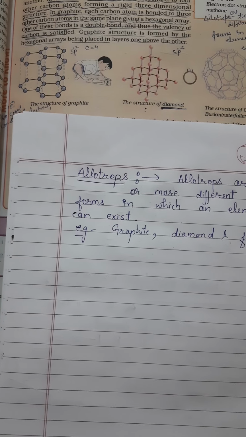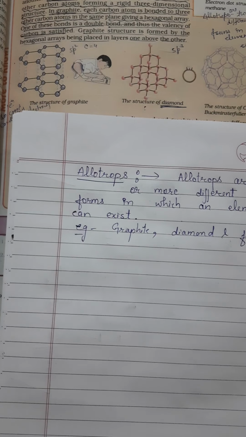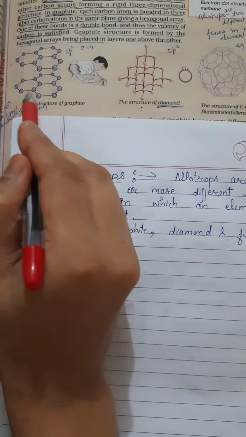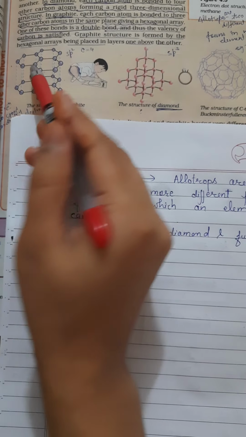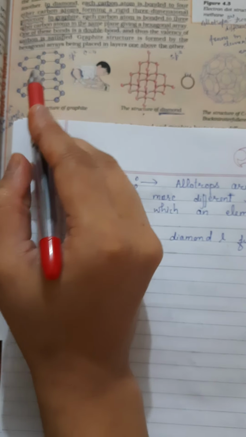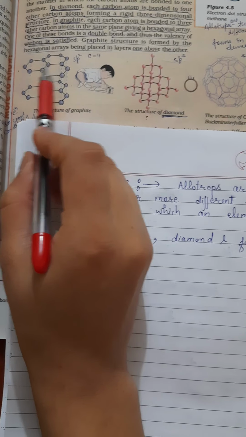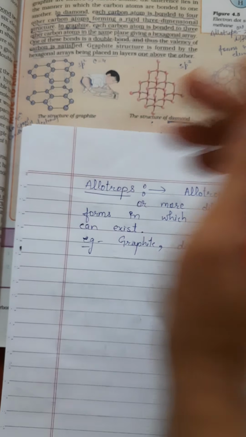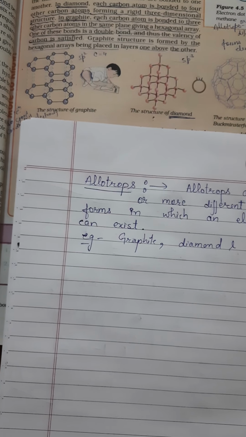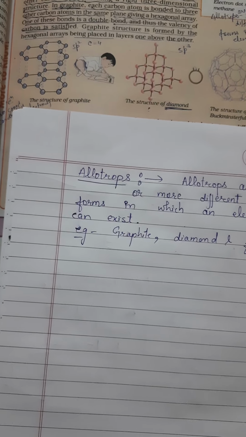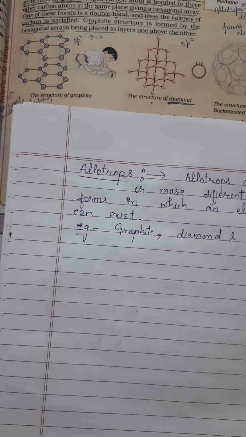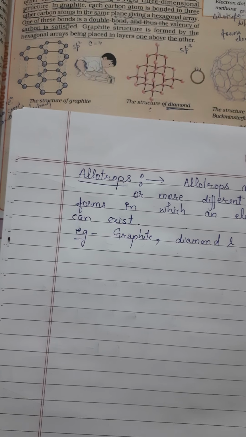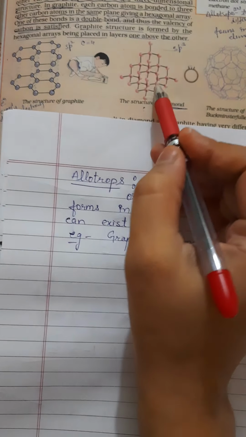Now see, this lower layer is one layer and the upper layer is a different layer. It means graphite has a layer structure. Because of this layer structure, graphite is slippery.